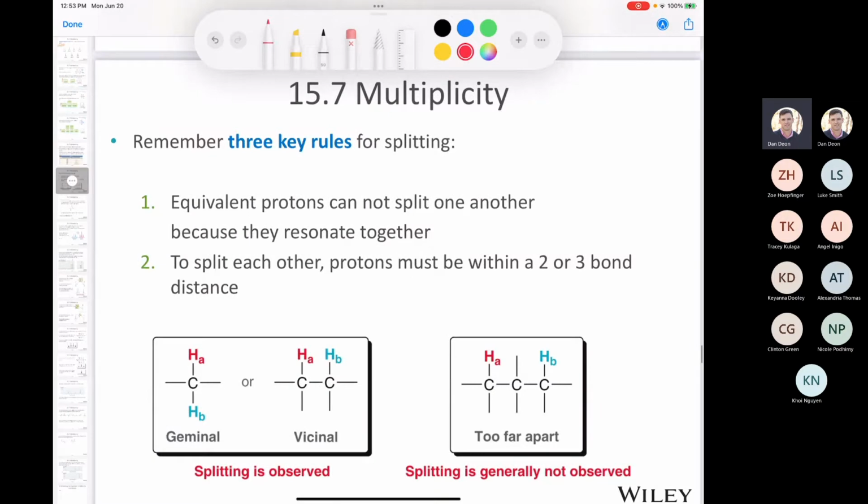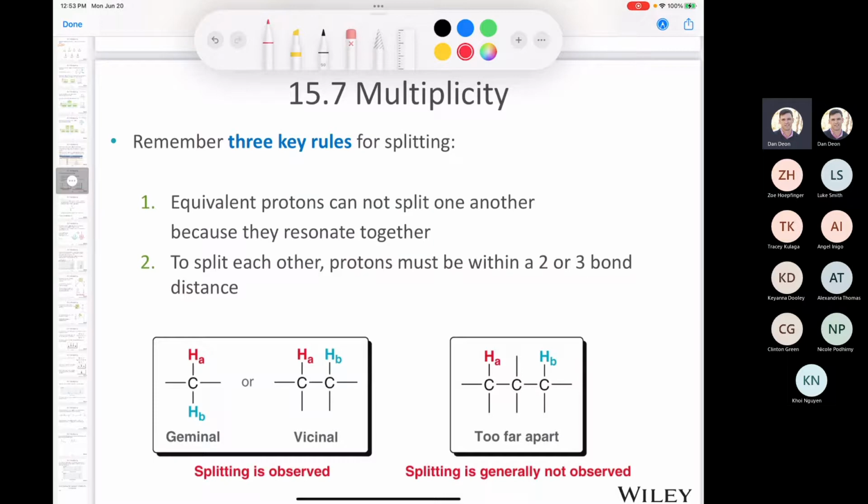There are 3 key rules that you have to remember for splitting. Organic chemistry is often about learning a whole bunch of facts and information, and then you have to learn some little rules, I wouldn't call them exceptions, that you need to apply what you've learned. The first rule: if you have protons that are chemically equivalent, as discussed in section 15.4, they don't split each other, because they resonate together.